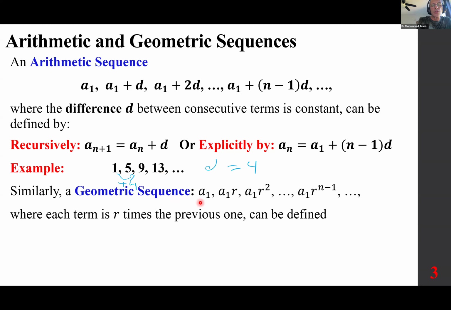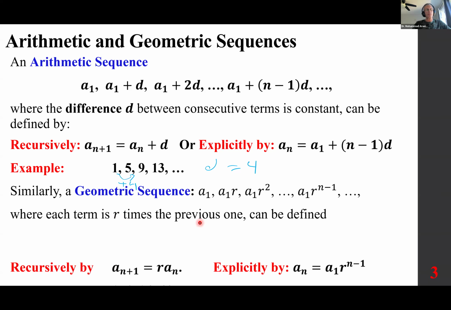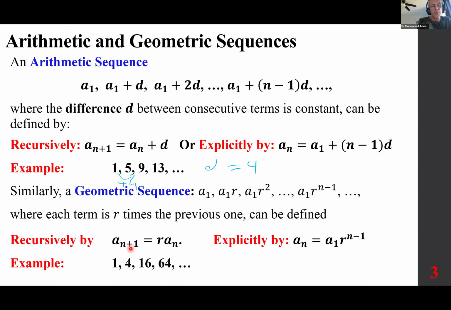Similarly, a geometric sequence, a sub 1, a sub 1 r, a sub 1 r squared, and the general term a sub 1 r to the power of n minus 1, where each term is r times the previous one, can be defined recursively by a sub n plus 1 equals r a sub n, meaning if you want a term, pick the previous one multiplied by r, or explicitly a sub n equals a sub 1 r to the power of n minus 1.